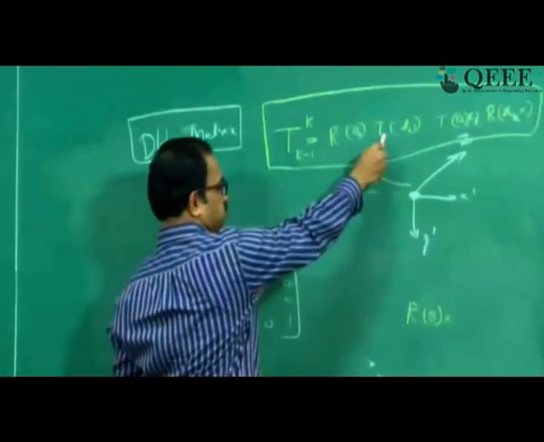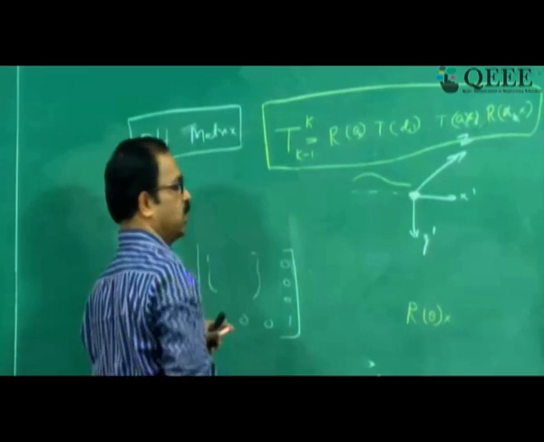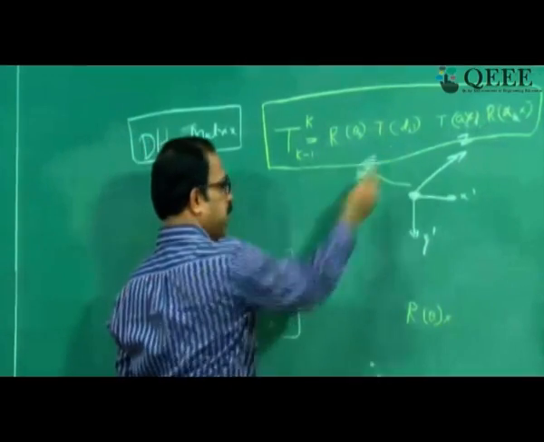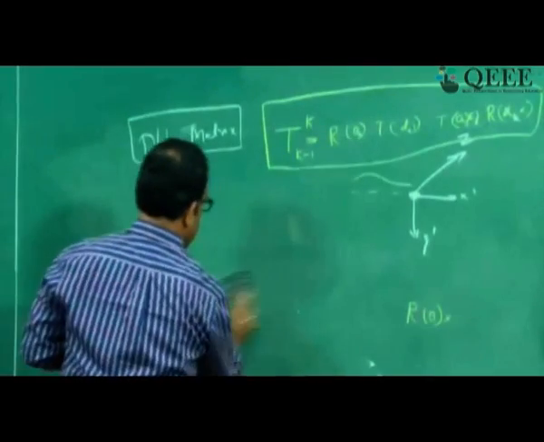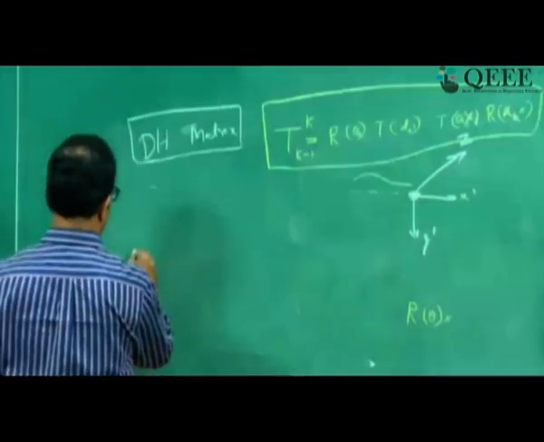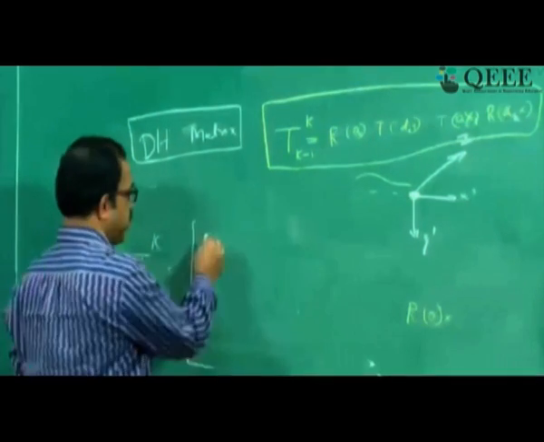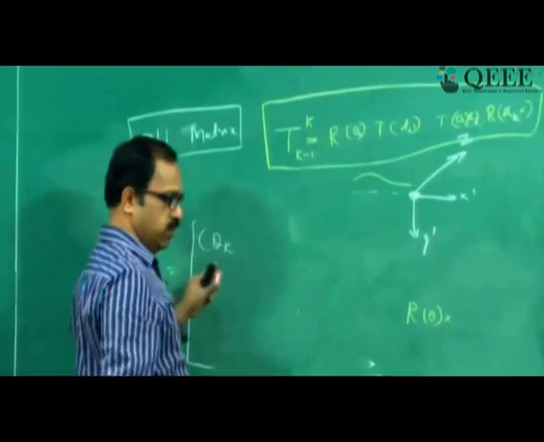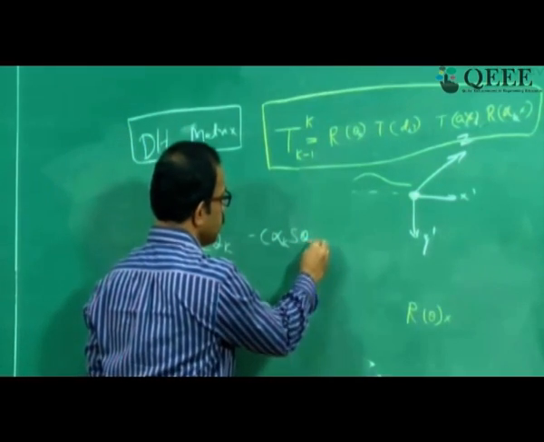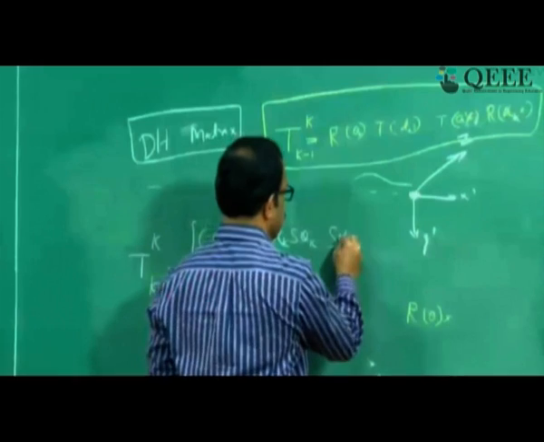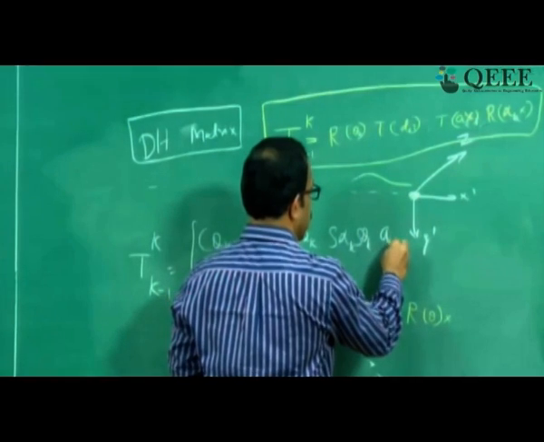Similarly, when you have only translation, this will be non-zero and all others will be an identity matrix, the others will be 0. So by multiplying this, you will get a final matrix as shown here. T k to k minus 1 is given by this matrix: cos theta k as the first element, then minus cos alpha k sin theta k, and then sin alpha k sin theta k, and a k cos theta k.